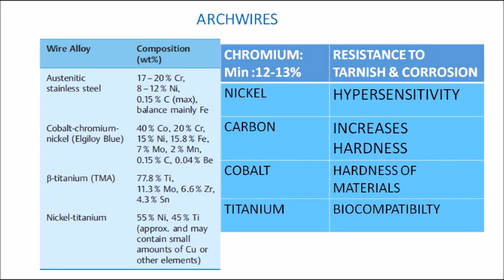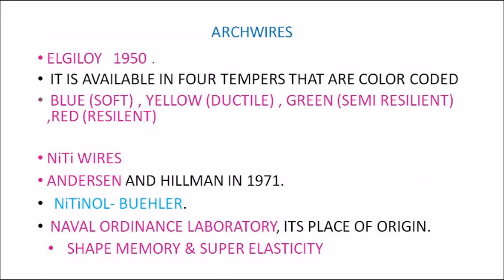Why carbon is included is that carbon increases the hardness of the material, so does cobalt. So cobalt and carbon both increase the hardness of the material, and the most desirable property of titanium is its biocompatibility. So let's talk about other major important points concerning arch wires.